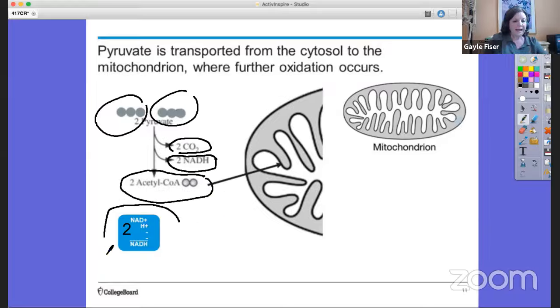And here again, we have 2 NADHs. We had NAD plus, the H, those 2 electrons, and NADH. And again, along with the NADH from glycolysis, the NADH from pyruvate oxidation, they're going to go to the electron transport chain to drop off those electrons.